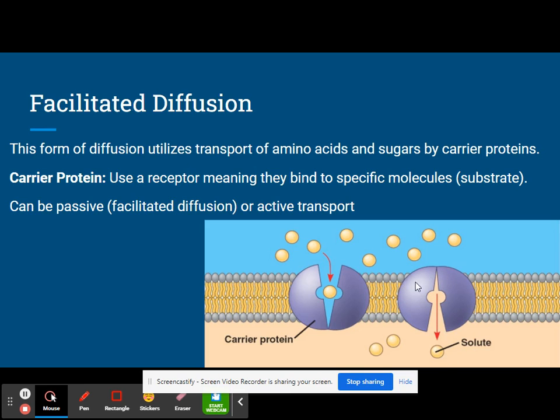As soon as the solute is released, the protein will change back to its original shape. The door closes on the inside and opens back to the outside. You can see that if this happened over and over again, you could quickly move all of this solute material from the outside of the cell to the inside of the cell.